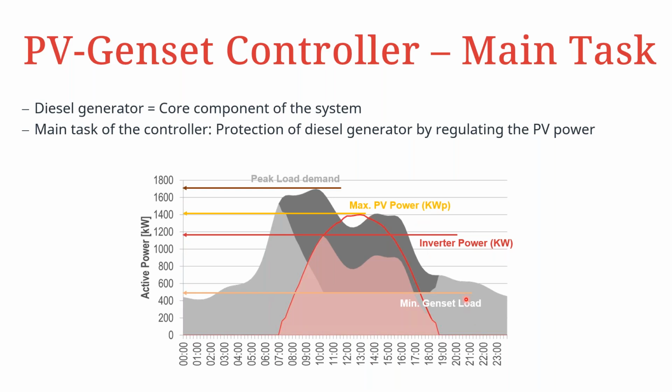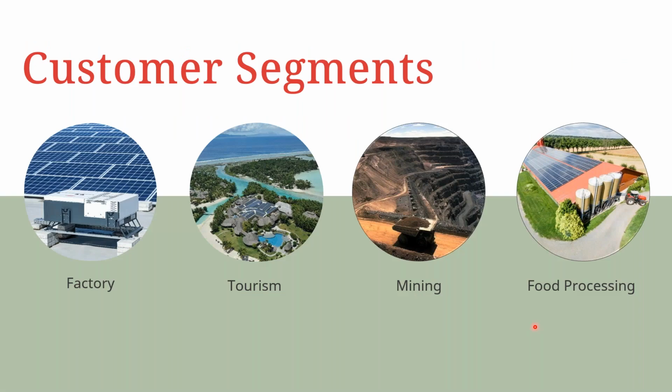Okay, so this basically gives us a general overview of how a PV genset system can be designed. Good. So customer segments or target clients include, but of course are not restricted to, factories, tourism, especially in remote areas, and the mining industry, most especially because most mining industries are located in very remote areas that are hard to reach, with insufficient or no grid supply. And then of course, food processing industries.